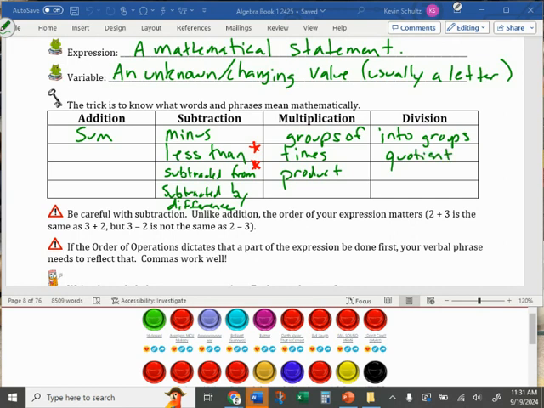Other multiplication terms, I just want to make sure that they get on here. Words like twice or triple, okay? Twice would mean times 2, right? Triple would mean times 3. What's the division equivalent for something like twice or triple, Dominic? Half or third or fourth or things like that, right? Half means divide by 2. If you take a third of something, you're dividing by 3.